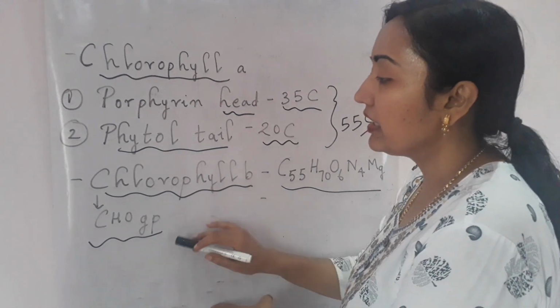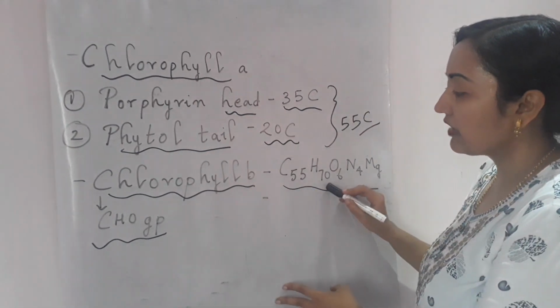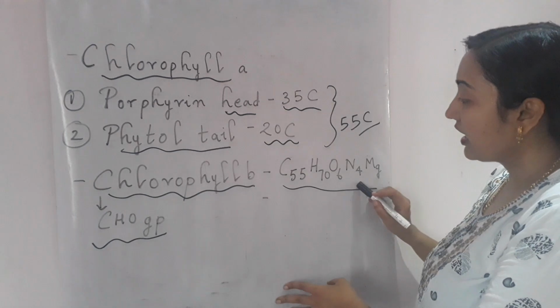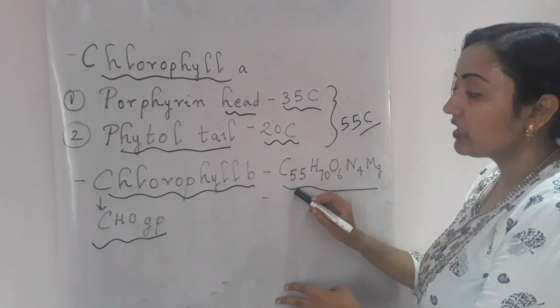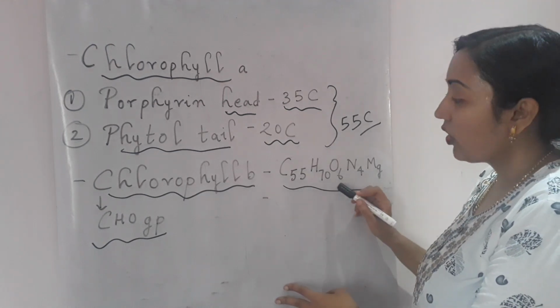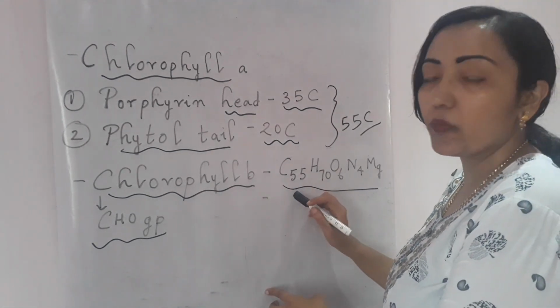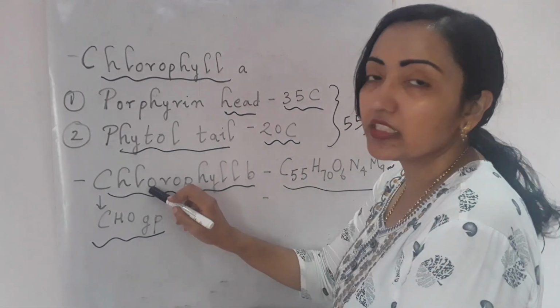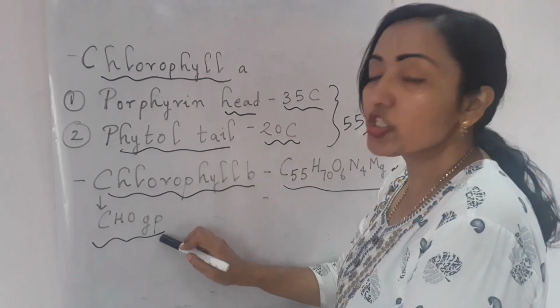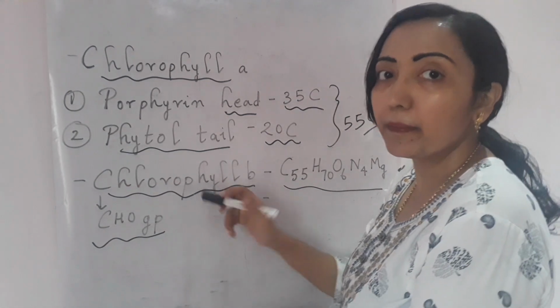In chlorophyll B, the chemical formula is C55H70O6N4Mg. A CHO group is present in chlorophyll B.